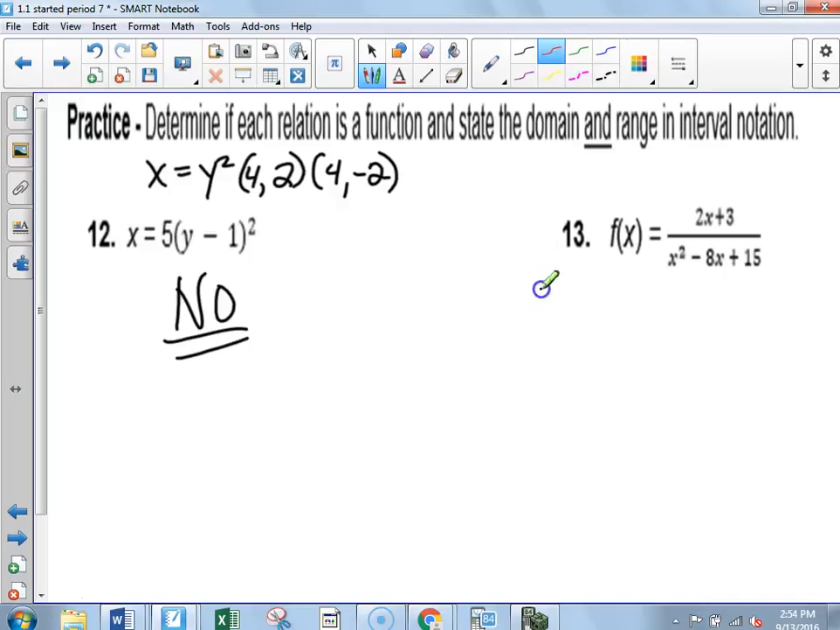How do we decide what the domain is, though? Yes, it's all real numbers except those which make the denominator equal to 0. Good job. Can we find those?